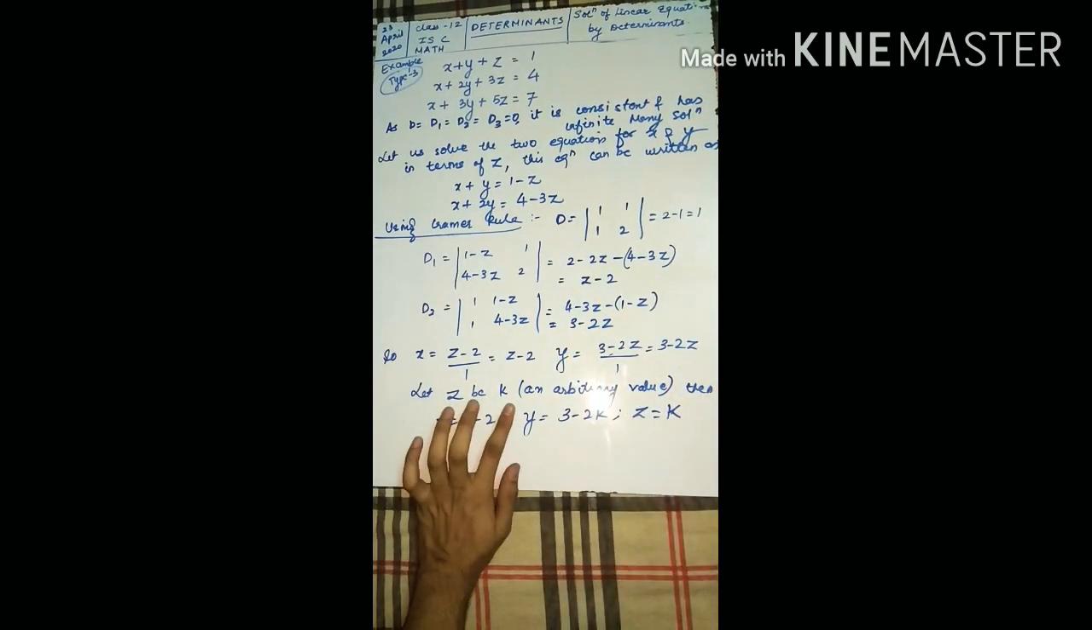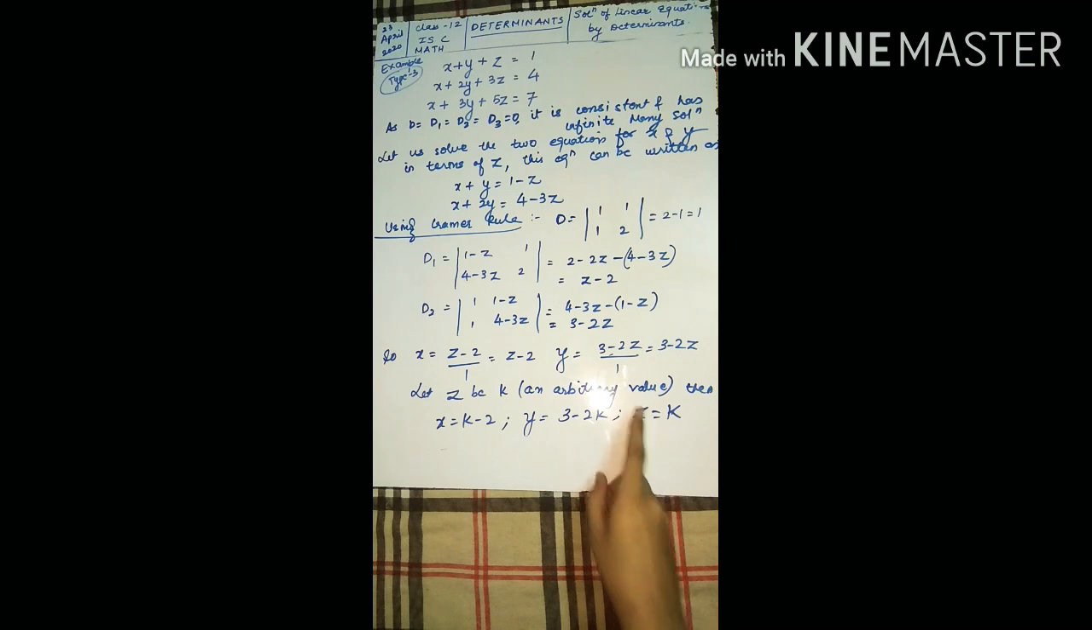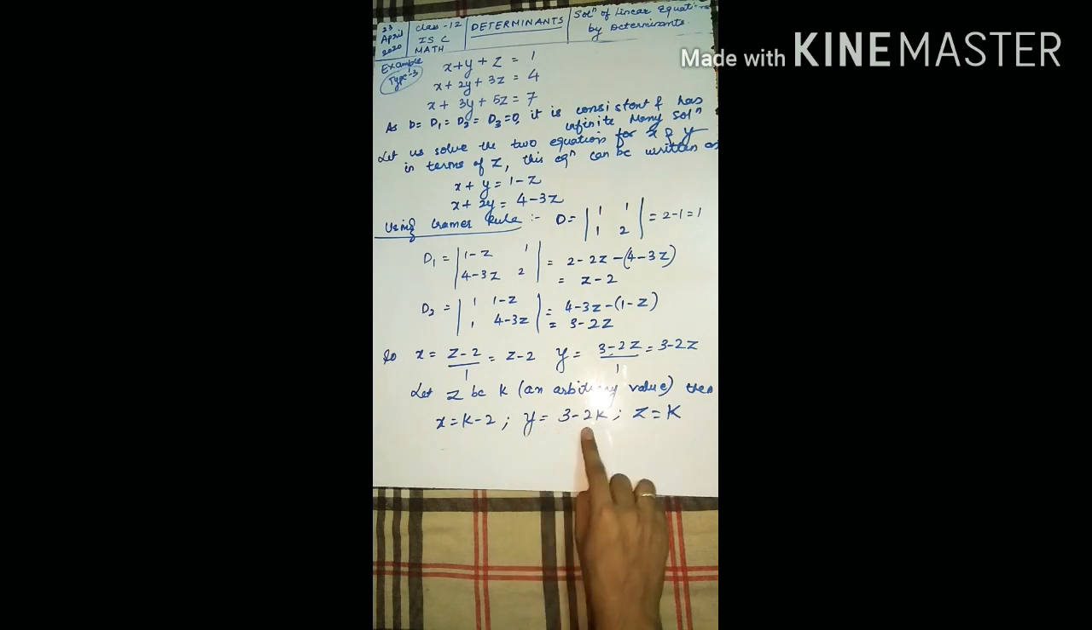Now let z be any k. We are considering z to be an arbitrary value. This arbitrary value means any value you can consider. Then in place of z, it is replaced by k, which means the value of x is equal to k minus 2, the value of y is equal to 3 minus 2k, and z is equal to k, which we have considered.